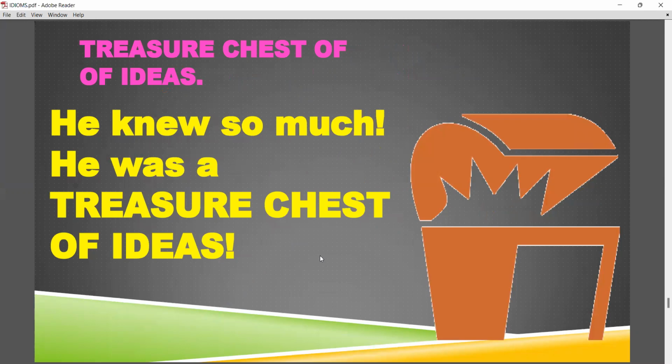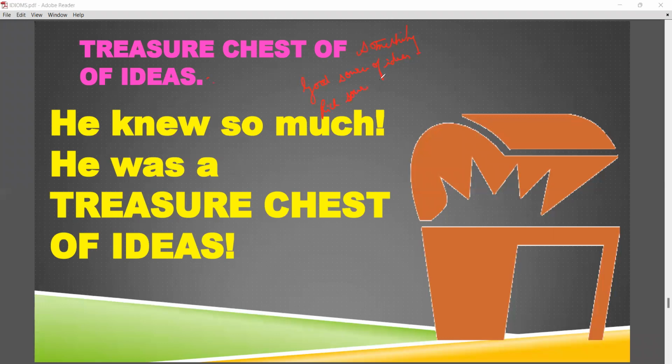Next is a treasure chest of ideas. Treasure hunt and all that treasures. It is something that you can say is a rich source of something. When you say something is a treasure chest of something, that means that it is a good source of that thing. So here, treasure chest of ideas means a good source of ideas. This particular thing is a good source of ideas, or you can say a rich source of ideas.